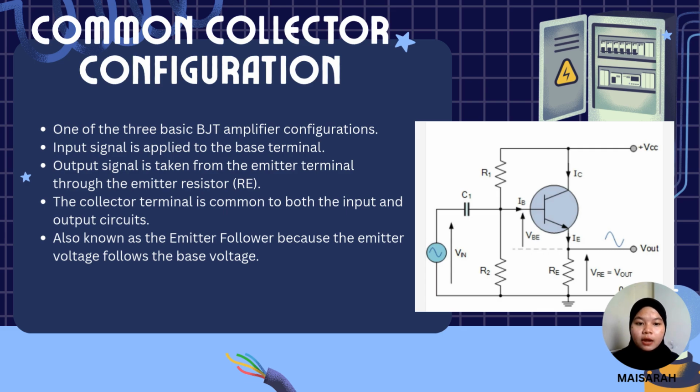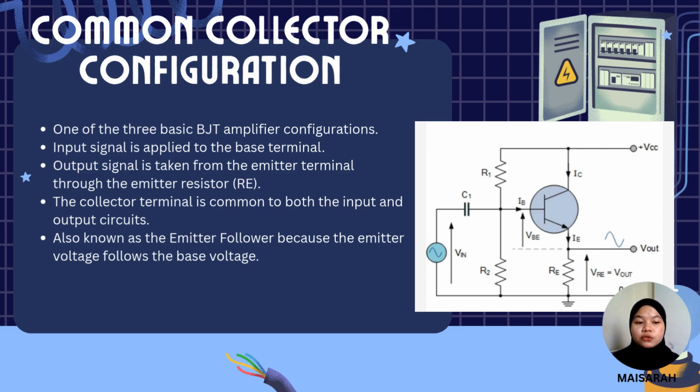It is called an emitter follower because the output voltage at the emitter closely follows the input voltage at the base. The only difference is that the emitter voltage is approximately 0.7 volt lower than the base voltage due to the forward bias base emitter junction of the silicon transistor. Compared to the common emitter configuration, the common collector configuration does not provide significant voltage amplification.